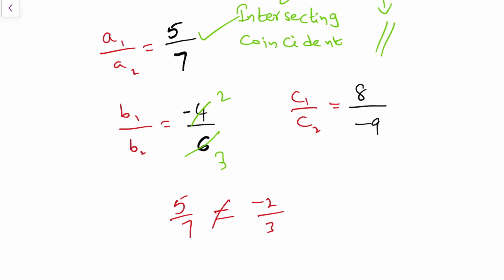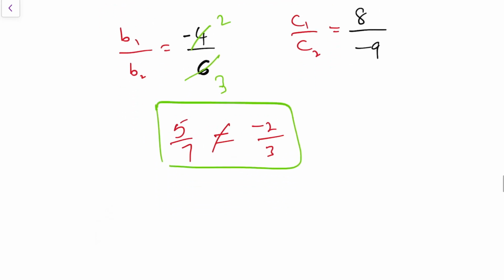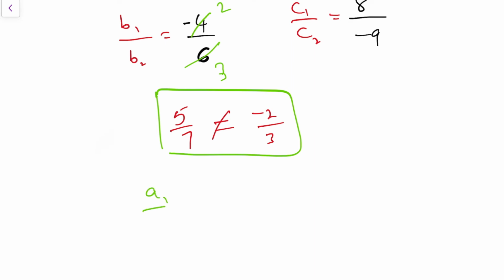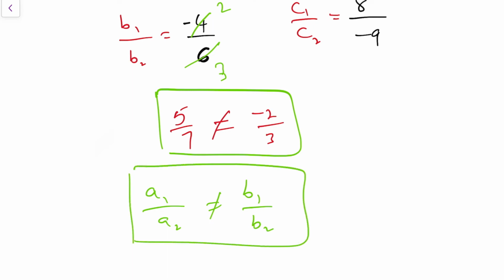If the first and second are not equal, then we need not check the third one. The condition here is a1 by a2 is not equal to b1 by b2. If a1 by a2 is not equal to b1 by b2, then those two lines are intersecting lines. Intersecting lines means at least one solution is there. So at least one solution is there, which means these are a consistent pair.